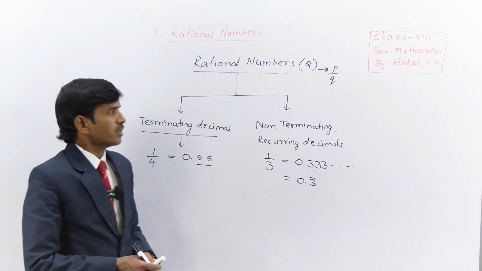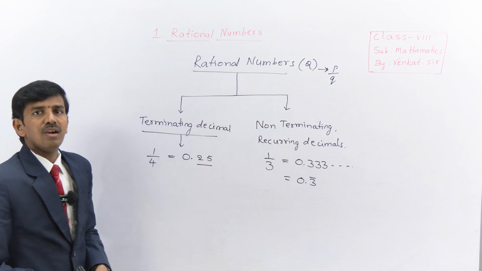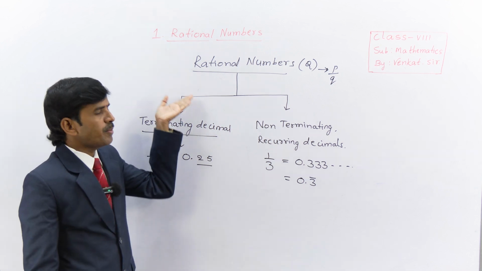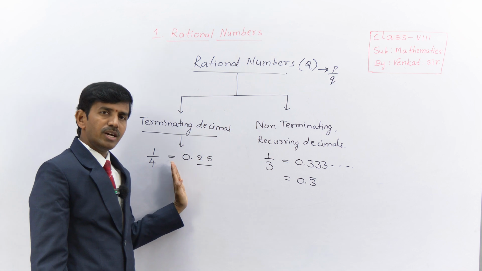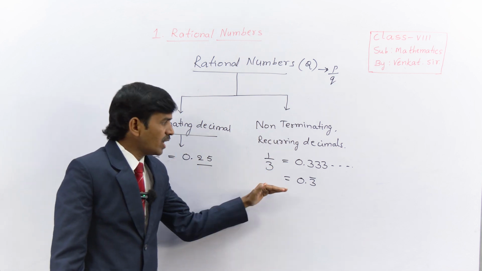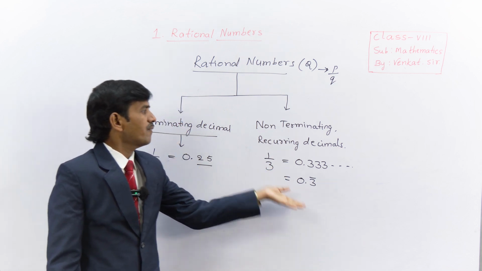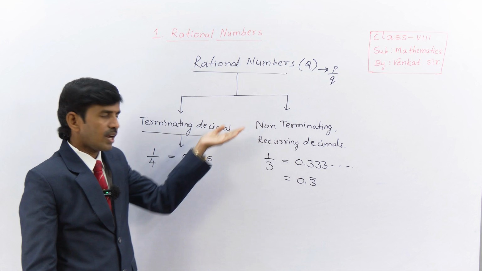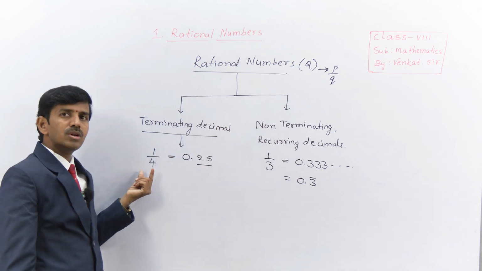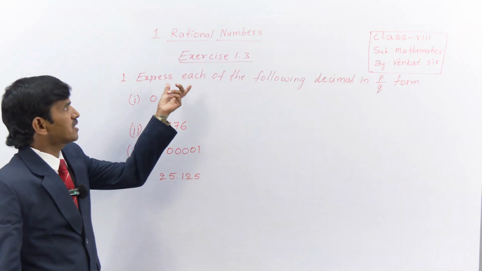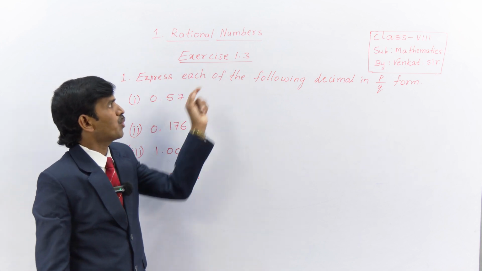Now in this exercise 1.3, we are going to discuss how any p by q form of rational number can be converted into a terminating or non-terminating decimal. If non-terminating decimals are given, we can convert them into p by q format. Likewise, if terminating decimals are given, we can convert them into p by q format. Let us discuss the sums from exercise 1.3.